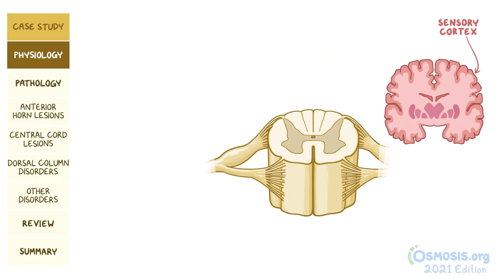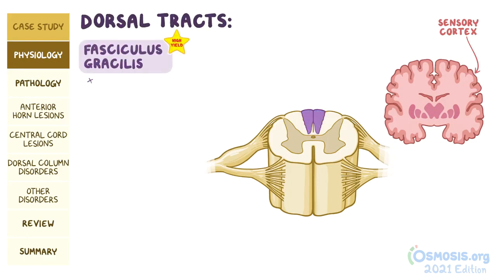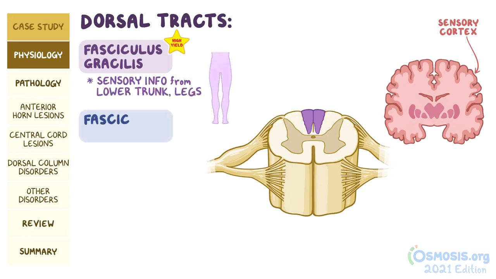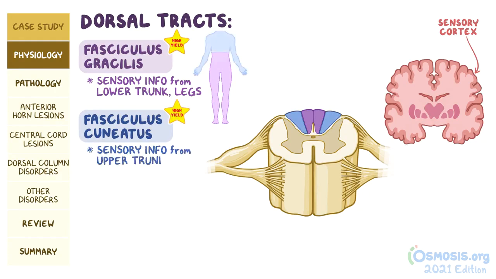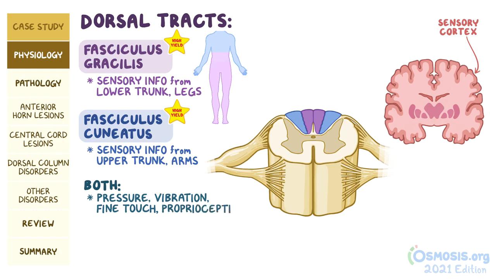Next, there are two ascending dorsal column tracts: the fasciculus gracilis, which carries sensory information from the lower trunk and legs, and the fasciculus cuneatus, which carries sensory information from the upper trunk and arms. These tracts both carry sensations like pressure, vibration, fine touch, which is where you can localize where you were touched, and proprioception, which is an awareness of your body's position in space.